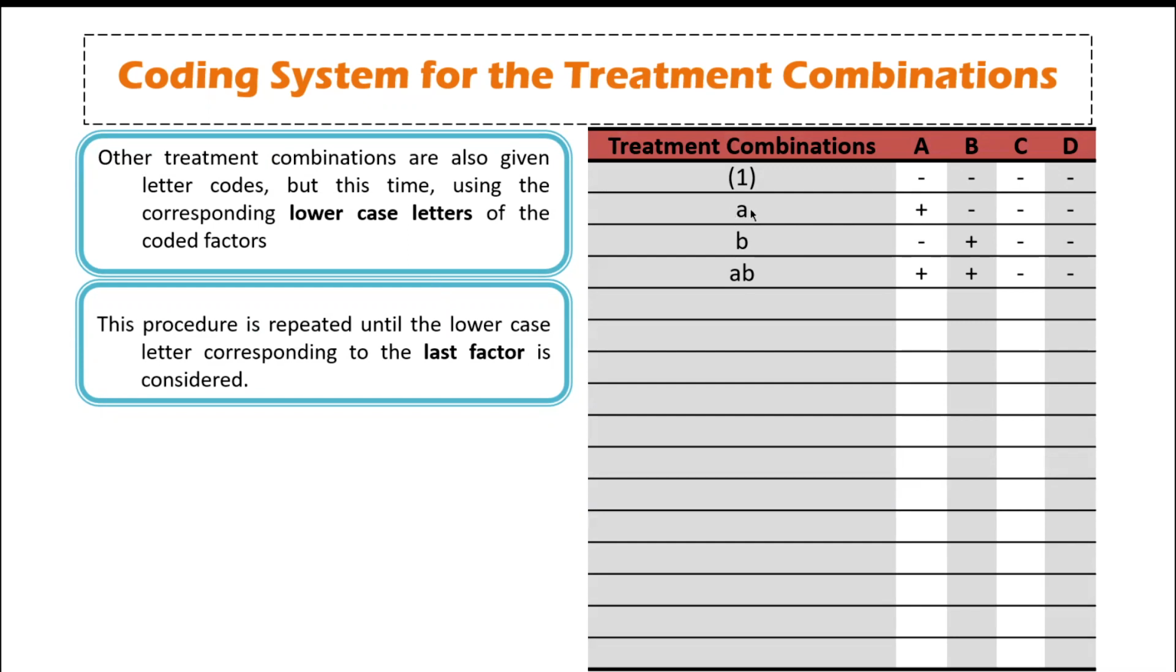lowercase letter. So notice that here, only A is plus, therefore small letter a. Then here, factor B is shown at its high level, therefore we call this treatment combination b. Then here, both factor A and factor B are in their high levels, therefore this treatment combination becomes ab.